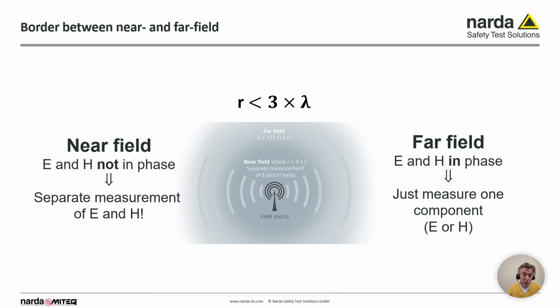Okay, 3 times wavelength. Remember, the wavelength of power supply, 50 hertz, was 6,000 kilometers. 6,000 kilometers multiplied by 3 is 18,000 kilometers. So for power supply, we are always in the near field. Far field is 18,000 kilometers away. So we are always in the near field. Electric field and magnetic field are always independent from each other. But with broadcasting, it's changing.